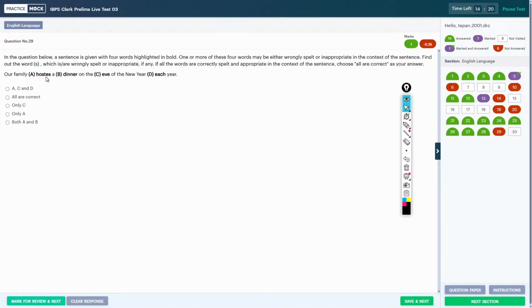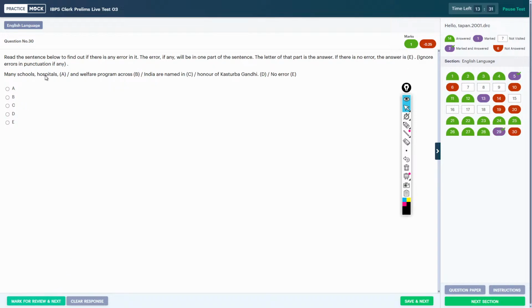Our family hosts a dinner on the eve of New Year each year. Hosts, A is incorrect for me. Dinner is all right. In the eve, in each year, in the New Year, every year. I think A and D are not fine anywhere. The eve of New Year is perfect. So I think only A then.